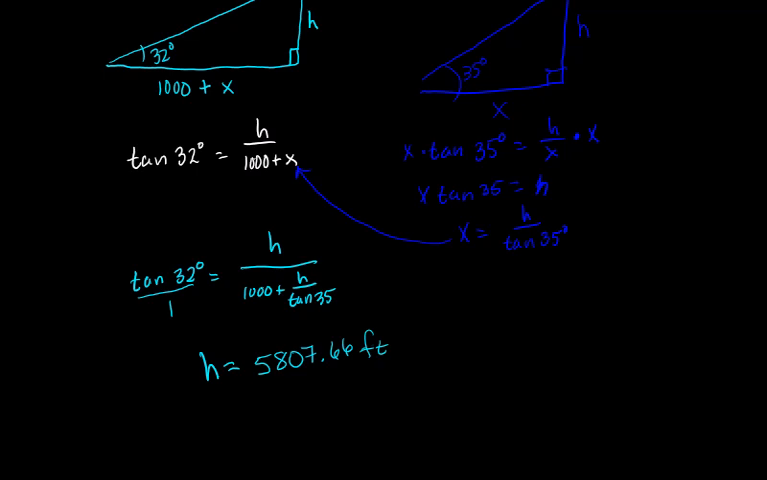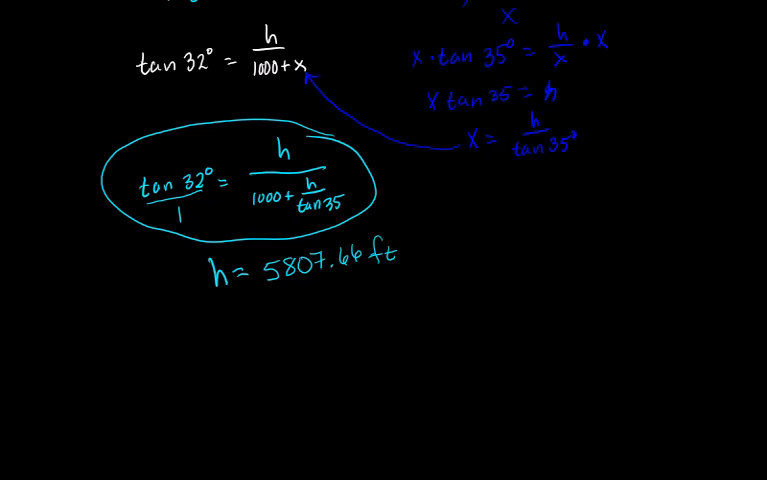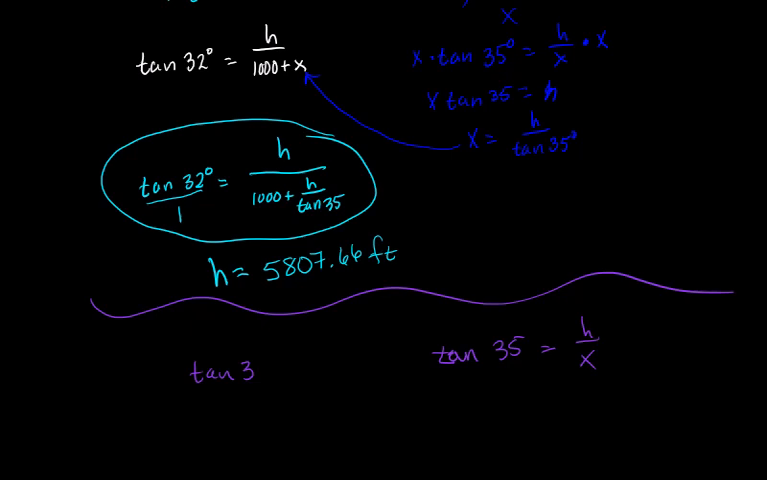If you do not have a calculator that can solve it, I will solve it now without a calculator. But if you have a calculator that can solve it and you know how to solve this equation with your calculator, then you can stop the video now. But if you don't, this is probably the better way to go. So you've got tangent of 35 equals h over x, and you've got tangent of 32 equals h over 1,000 plus x.